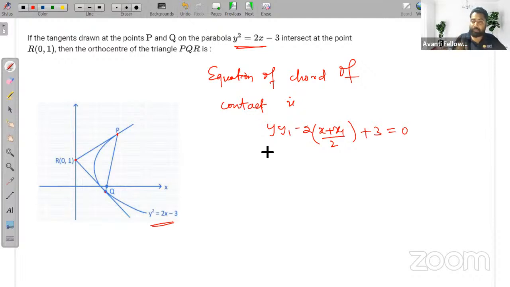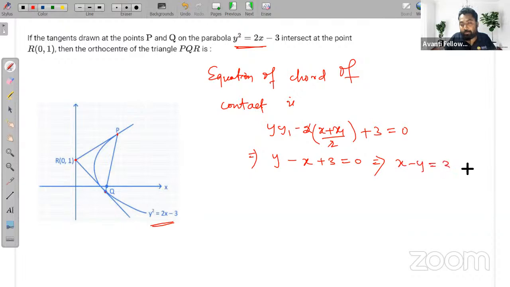So we'll substitute x1, y1 as 0, 1. So the y minus 2 will be cancelled out. So x plus x1, that is 0. So x plus 3 is equal to 0. This is the equation of chord of contact, or we can also write it as x minus y is equal to 3. Suppose this is my equation 1.